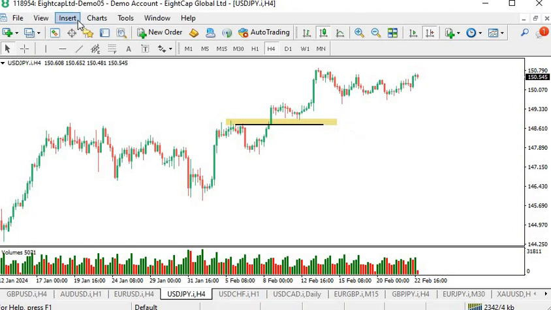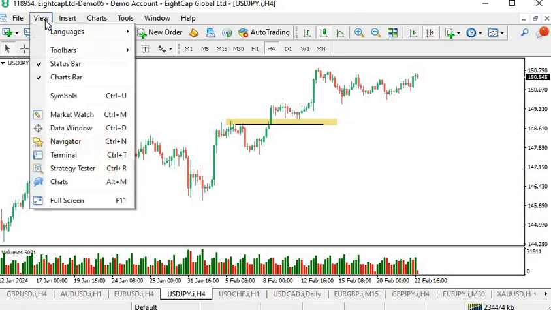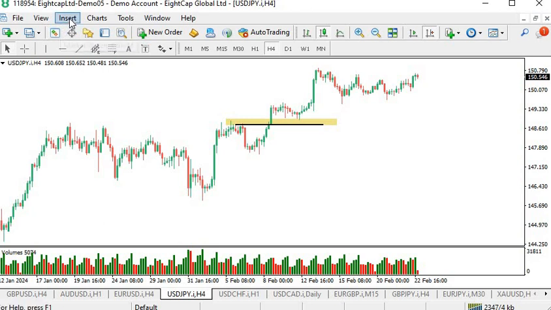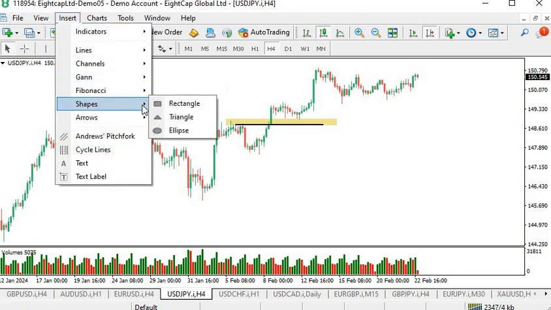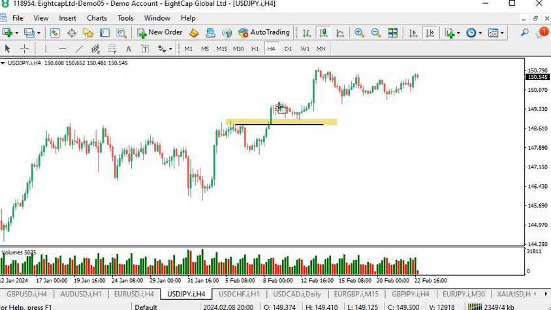Okay, again, this area, this is a resistance. The market broke it above, went above it, and when it retraced back to this point, it acted as support.